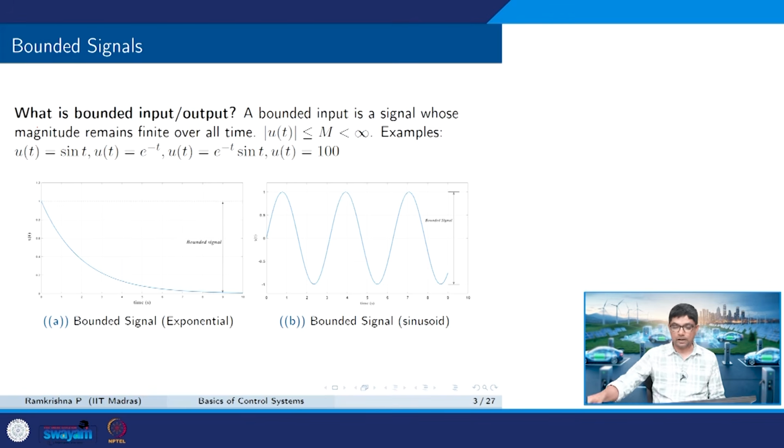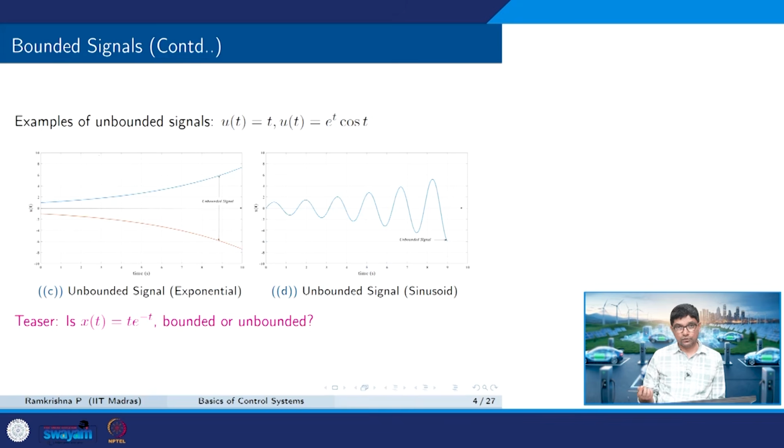A bounded signal is one which has some finite magnitude beyond which it doesn't go. So the largest magnitude is measurable. Mathematically, a bounded input signal is a signal whose magnitude remains finite over all time. So I can always find a number m below which the signal stays. In this case, the number m is 1, and it's always less than infinity. Examples are e power minus t, sine of t, e power minus t sine of t, and u of t is 100, which are all bounded signals.